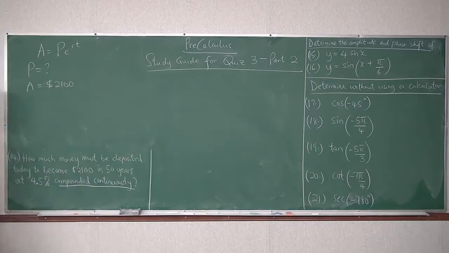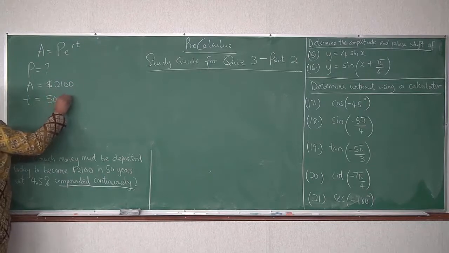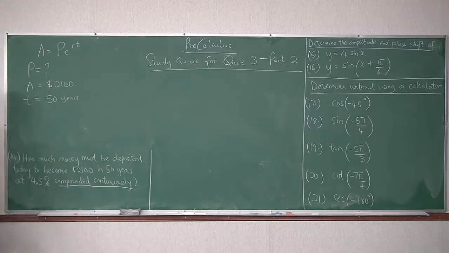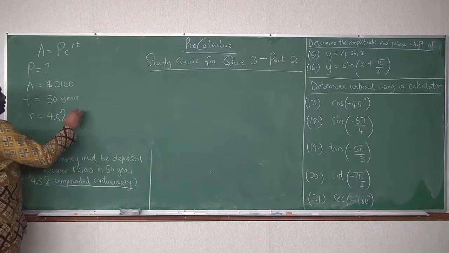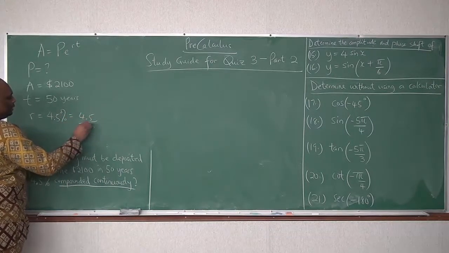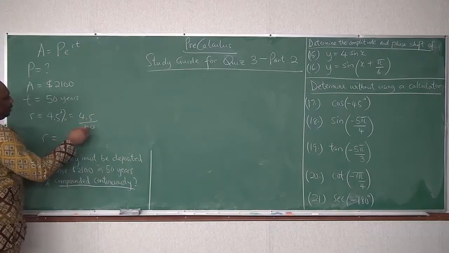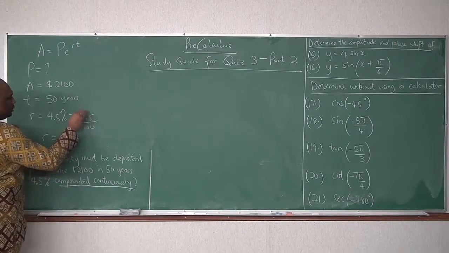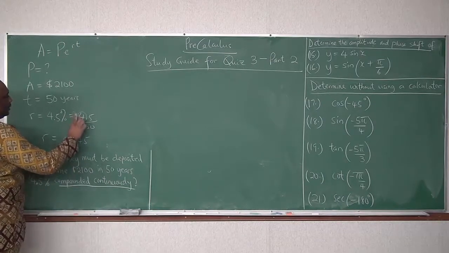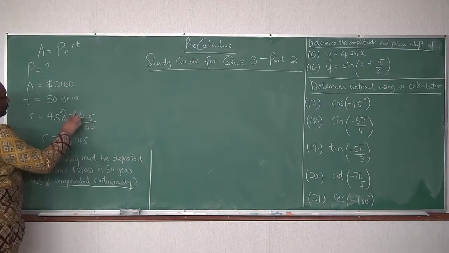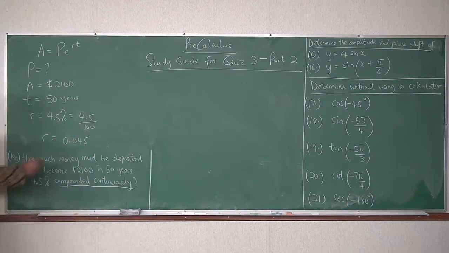In 50 years, T is 50 years at 4.5%. R is 4.5%, which is of course 4.5 divided by 100, which is 0.045, right? Because you have to change it to decimal.